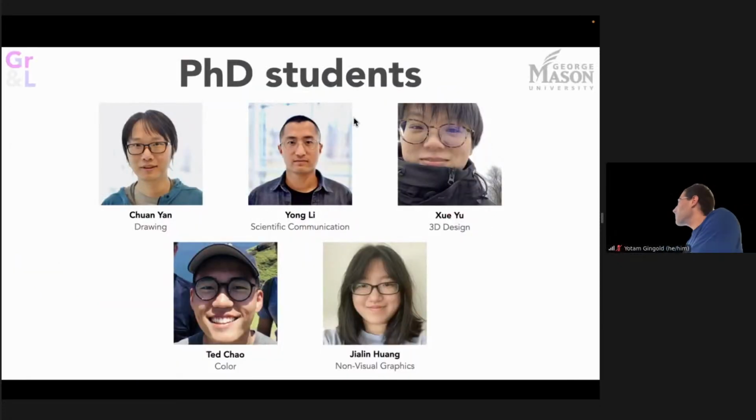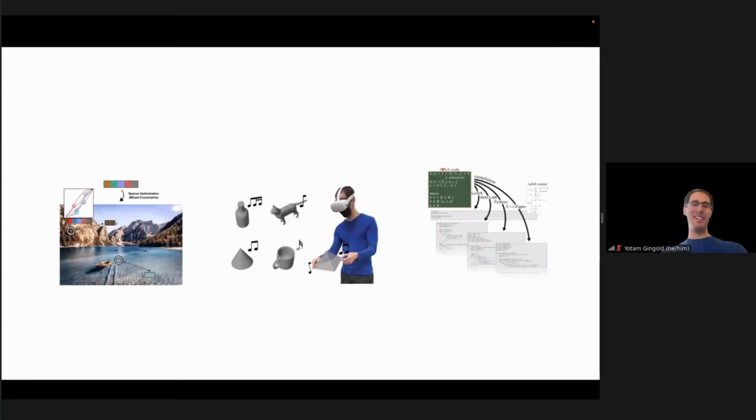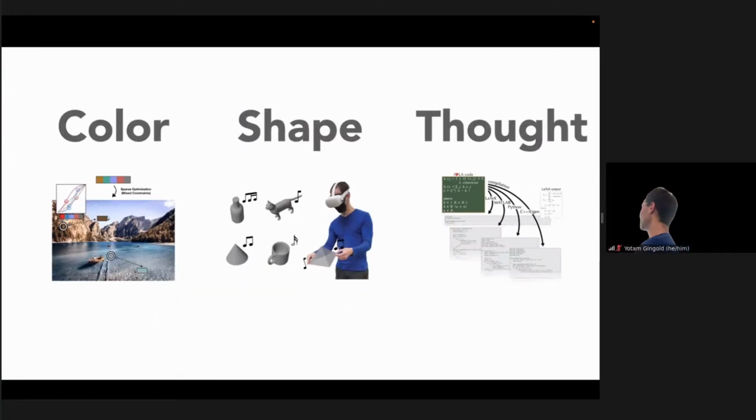So now I have my own students, right? So these are my 5 current PhD students, and each student gets their own topic area, right? So Sean and Jan, by the way, are on the job market, so you should hire them. And they do all this great work. I get to stand up here and tell you about their work. I'm going to tell you about 3 recent projects: one on color, one on shape, and one on thought.